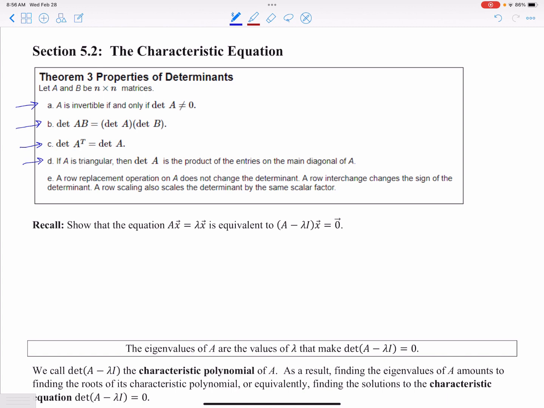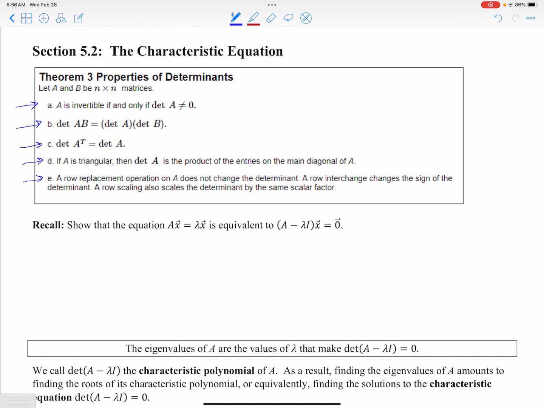We know the determinant of the transpose is the same as the original. We know if a matrix is triangular, then the determinant is the product of the entries on the main diagonal. And then we saw how row reduction affects the determinant. So if we swap rows, it changes it by a negative sign. If we multiply a row by a constant, it changes the determinant by that same constant. If you add a multiple of a different row, then it does not change the determinant.